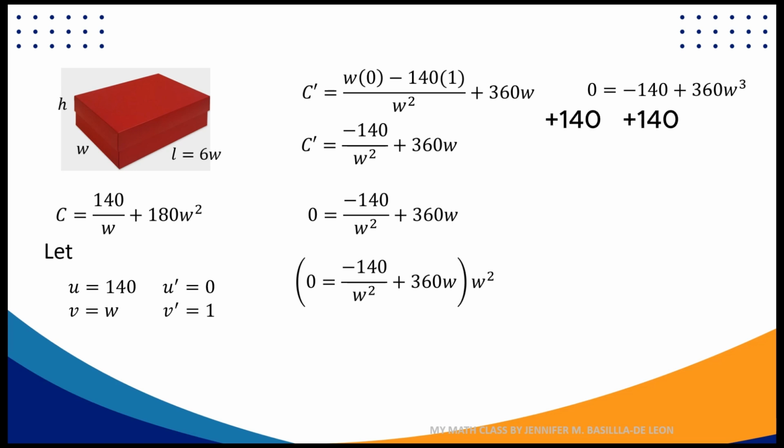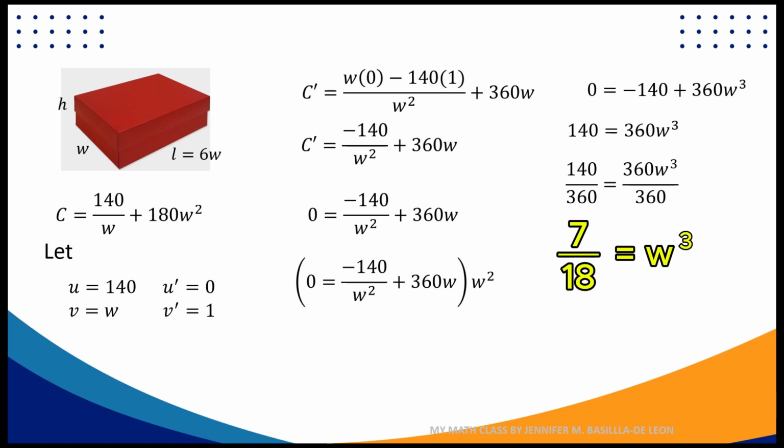Adding 140 to both sides, we will have 140 equals 360W raised to the third power. Dividing both sides by 360, we will be able to isolate the variable W. Reduce the left side by extracting the common factor 20 from 140 and 360. We will get 7 over 18. We now extract the cube root from both sides to get the value of W. We will have the cube root of 7 over 18.